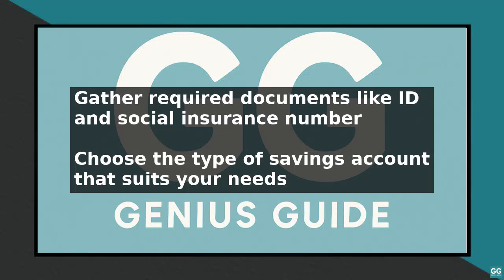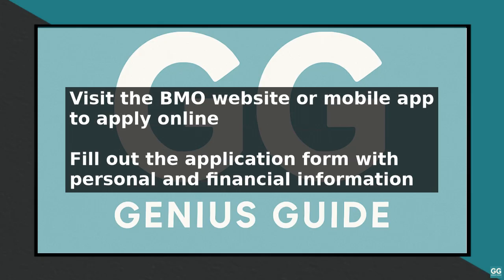To open a BMO savings account, start by gathering the required documents, which typically include a valid government-issued ID, social insurance number, and proof of address. Next, choose the type of savings account that best suits your needs, such as a standard savings account, high-interest savings account, or youth savings account. Consider factors like interest rates, fees, and minimum balance requirements when making your decision.